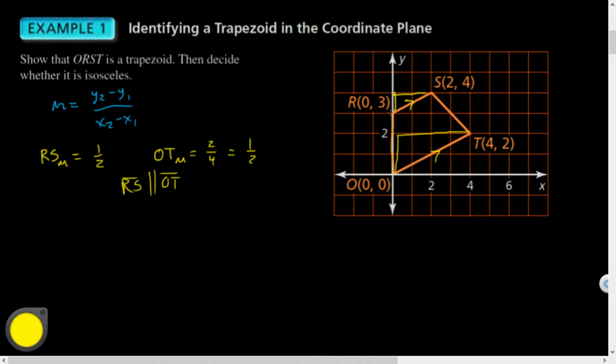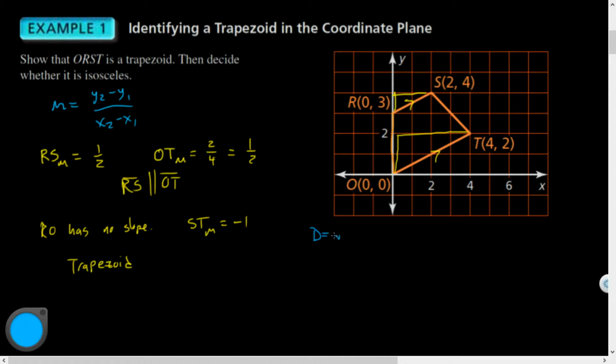You can notice here that RO is vertical. RO has no slope, whereas ST has a slope of, looks like down 2 over 2 or down 1 over 1, -1. And so these are not parallel sides to each other. So it is a trapezoid. Then decide whether or not it's isosceles. How could I do that?